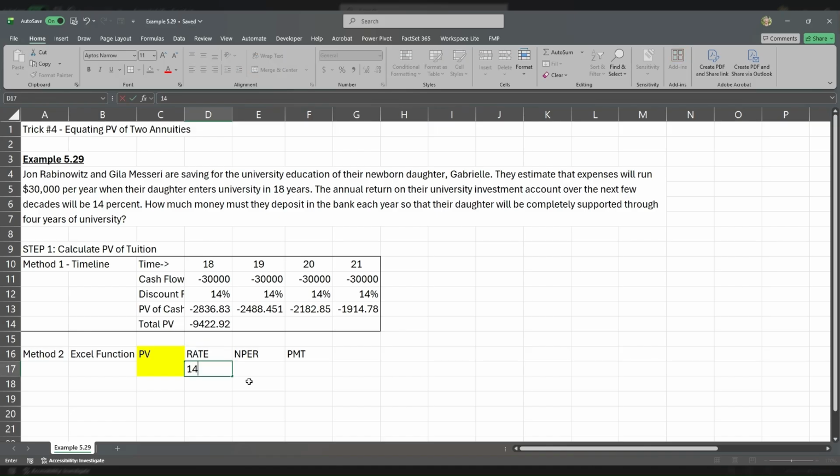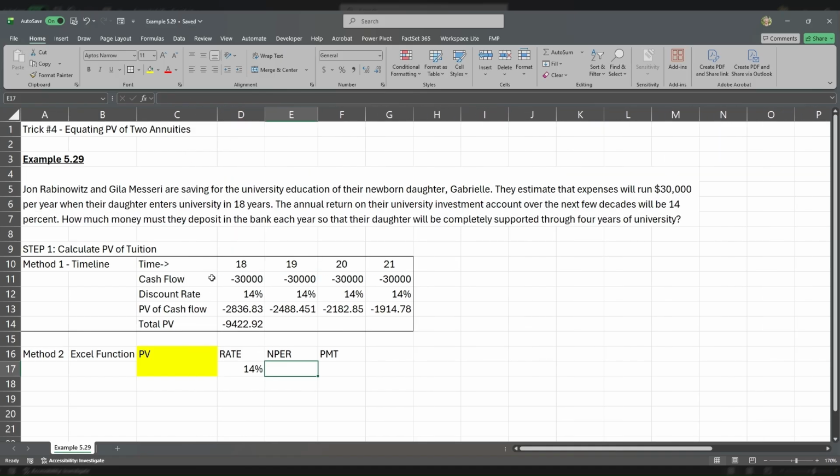So my rate was given at 14%. The number of periods, this is the number of periods of the annuity, not of the time series itself. So you can see here that there are 4 payments of $30,000. So I'm going to have a number of periods of 4, and the payment is $30,000. So I'm going to type equals PV and just pass it these arguments. And I get 87,411.37. But this is the present value basically at year 17. We need to discount this 17 years to bring it to the PV of period 0.